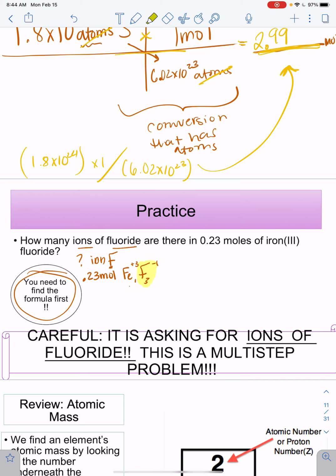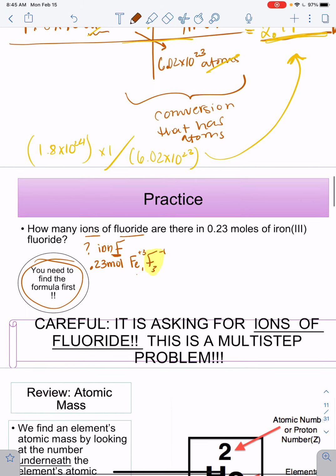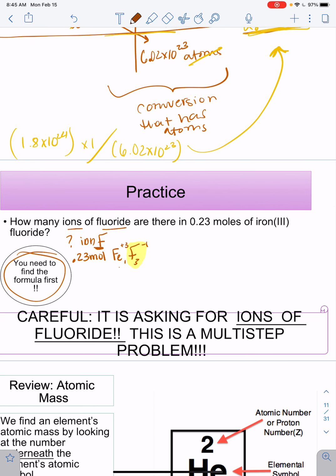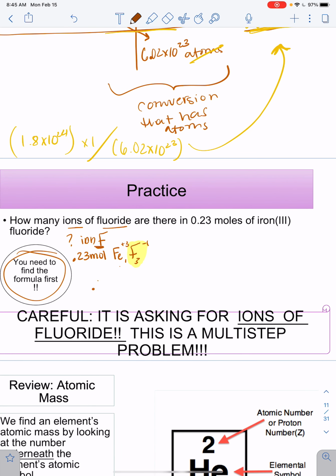So right here, I made the compound and I have 3 fluorides per every iron. I have 3 fluorides per every iron 3 fluoride. So what I have to remember is that I'm not asked for ions of iron 3 fluoride. I'm asked for ions of fluoride. So I'm going to start up my conversion factor by putting 0.23 moles of FeF3.